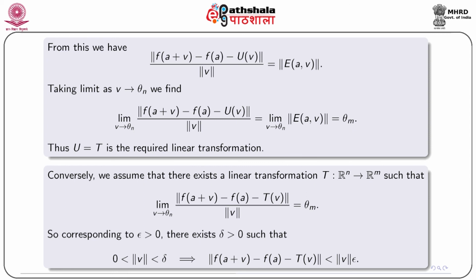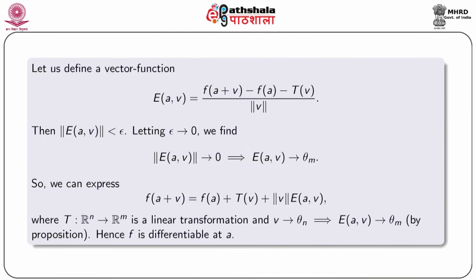From the given condition, corresponding to arbitrary epsilon positive, there exists a delta such that whenever norm v is positive but less than delta, we have the norm of f(a+v) minus f(a) minus T(v) less than norm v times epsilon. So, define a vector valued function E_a(v) equal to f(a+v) minus f(a) minus T(v), divided by norm v, and this is a vector in R^m. Clearly, norm of E_a(v) is less than epsilon.